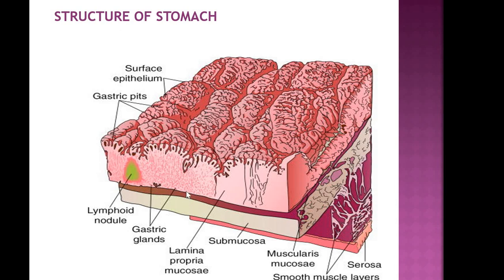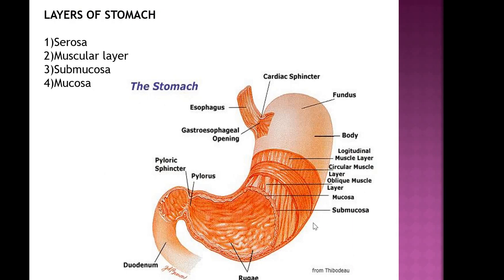Histologically, it consists of four layers: the mucosa, submucosa, muscularis, and the serosa. The mucosa again has three layers: surface epithelium, lamina propria, and the muscularis mucosae. The muscularis mucosae separates the mucosa from the submucosa. The submucosa contains loose connective tissue along with vessels and nerves. The muscular layer is important, which has three layers: outer longitudinal layer, middle circular layer, and innermost oblique layer. So this is the muscular layer.